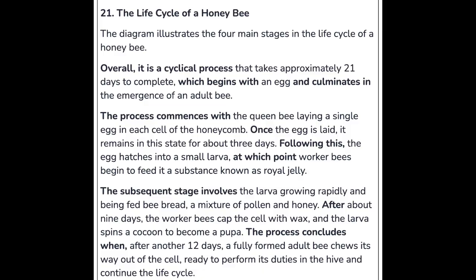Following this, the egg hatches into a small larva, at which point worker bees begin to feed it a substance known as royal jelly. The subsequent stage involves the larva growing rapidly and being fed bee bread, a mixture of pollen and honey. After about 9 days, the worker bees cap the cell with wax, and the larva spins a cocoon to become a pupa.